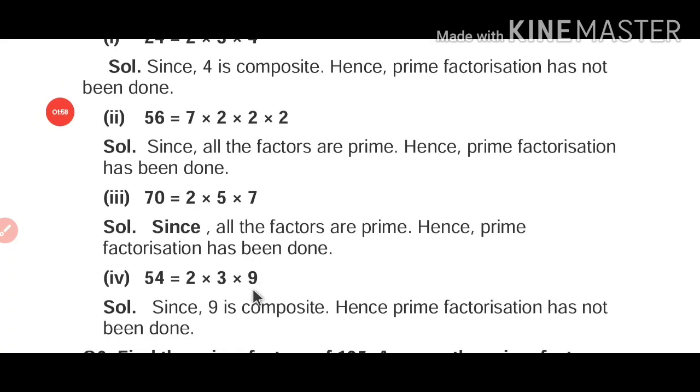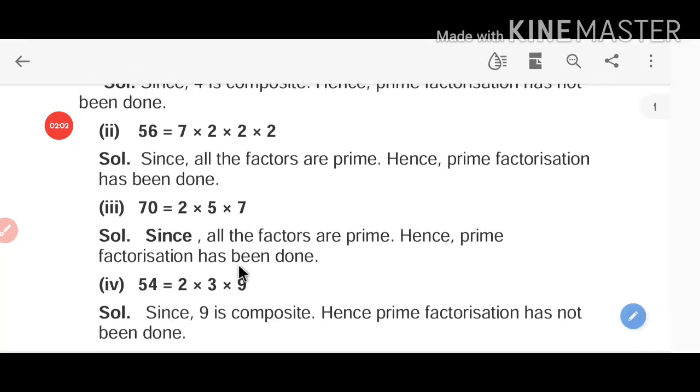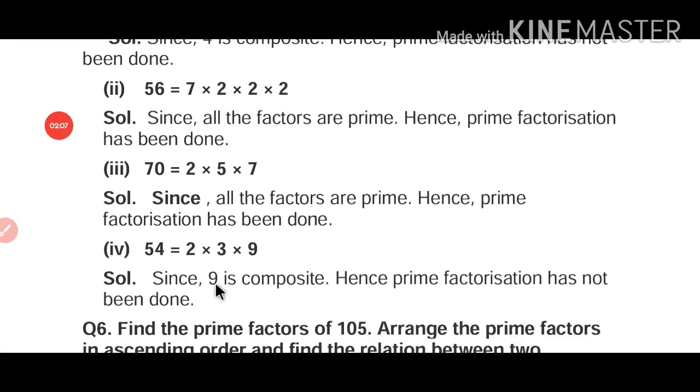done here. Fourth one, 2 multiply 54 is equal to 2 multiply 3 multiply 9. Here 2 and 3 are prime numbers, but we know that 9 is a composite number. Since 9 is a composite, hence we can say that here prime factorization has not been done, because in prime factorization all the factors should be prime only.